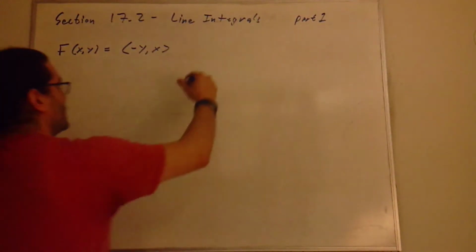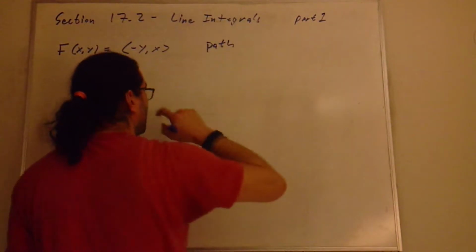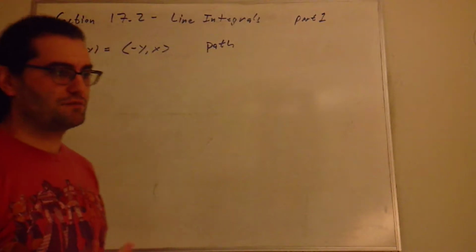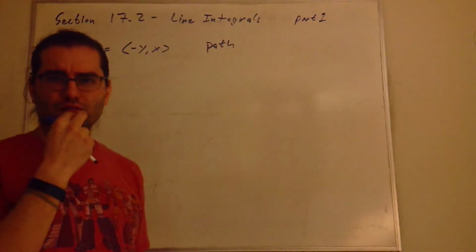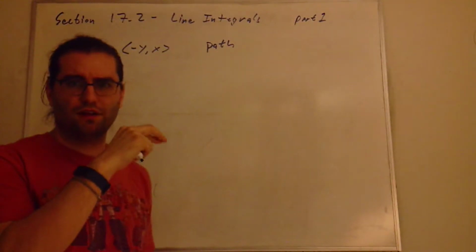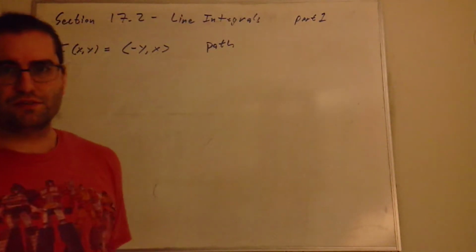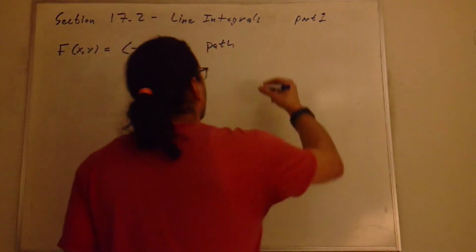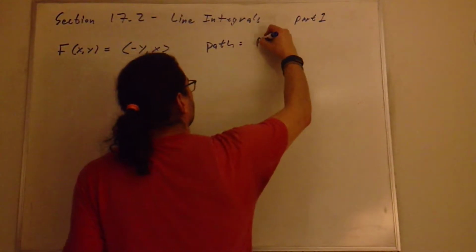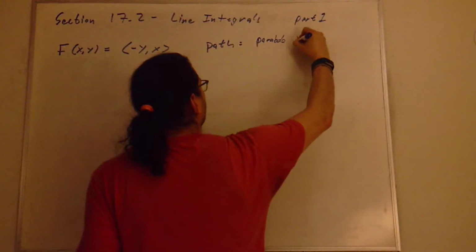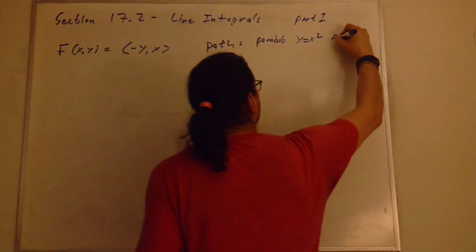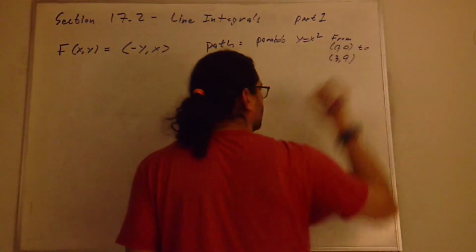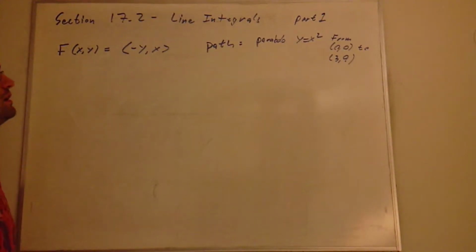The path that I want to use, sometimes it's called C, sometimes C for curve, sometimes it's R. I actually don't know why it's called R sometimes. When I was taught line integrals, R was the letter that they used for the path, and I just got really used to that. It might be C or S now. It's changed. But the path is going to be the parabola y equals x squared from 0, 0 to 3, 9. This is going to be the path.